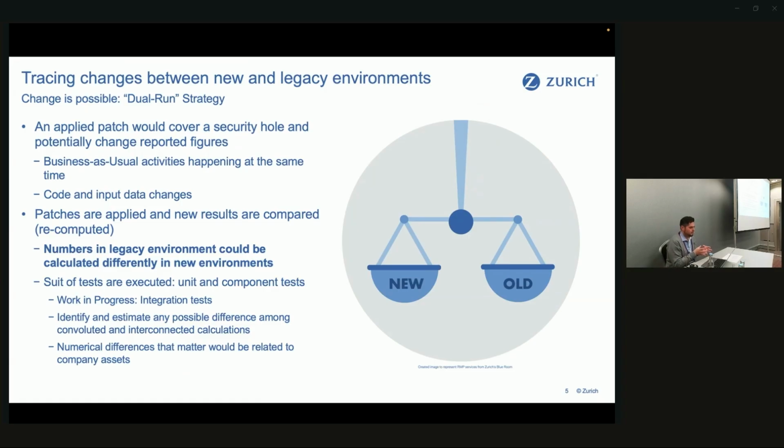But patching vulnerability, which looks so simple, becomes a question of when do I do it? These guys are changing the code all the time. These guys are changing the data all the time. When do I have time to do it? That's when we come with this dual run concept.